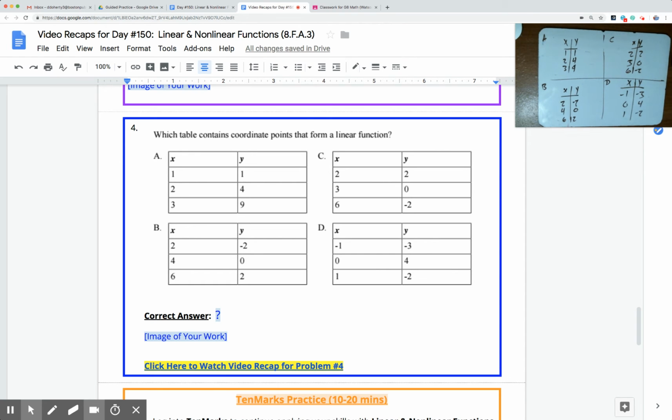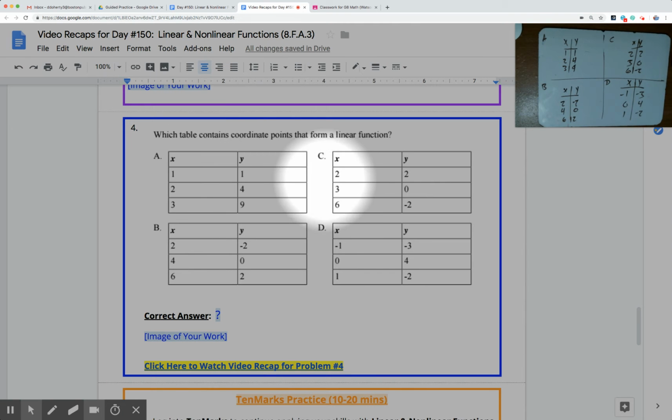Practice problem 4 gives us 4 different tables. Each answer choice is its own table, and they ask which of these tables contains coordinate points that form a linear function. One option, especially when these numbers are this small, would be to create graphs, plot each of these points, and see which table actually creates a straight line graph.